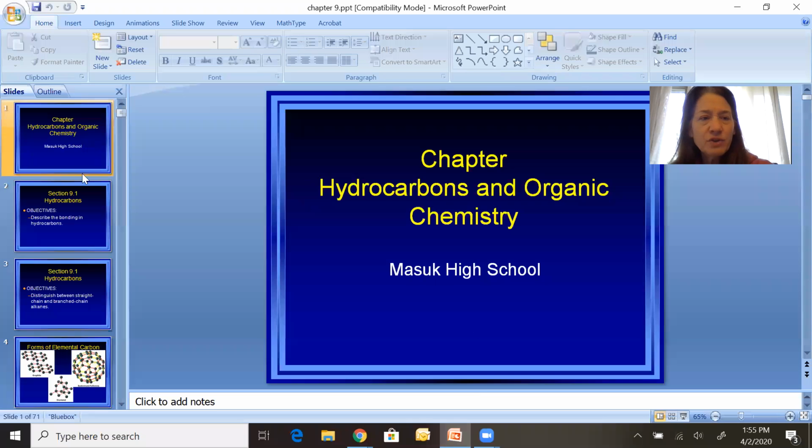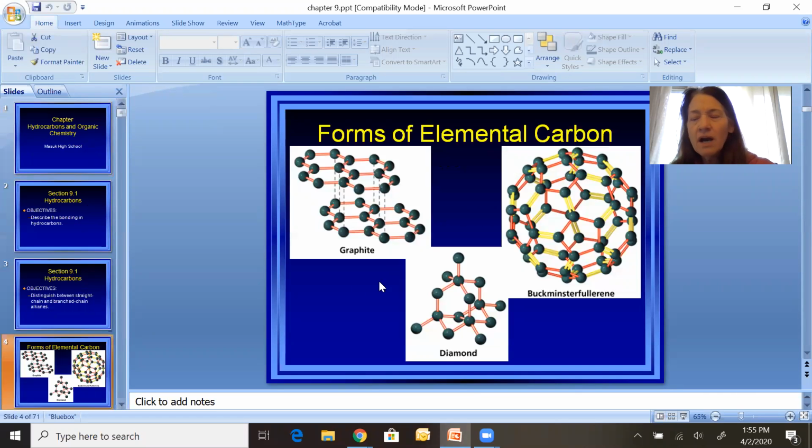A lot of you got this wrong on the little question I posted yesterday when I asked what the types of hydrocarbons are. Graphite, diamond, and Buckminsterfullerene are not hydrocarbons because hydrocarbons have hydrogen atoms in them. Elemental carbon just has carbon atoms bonded to carbon atoms. So I commented on those, but it's very important.